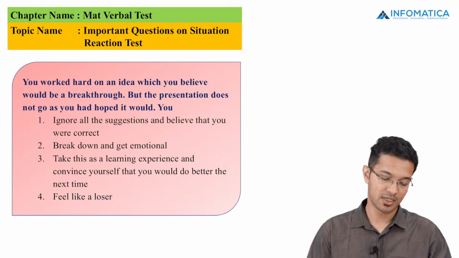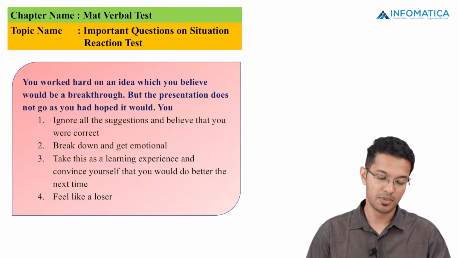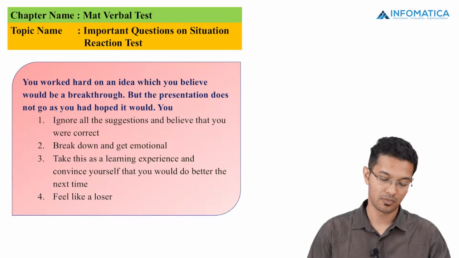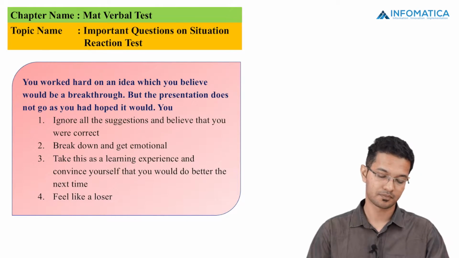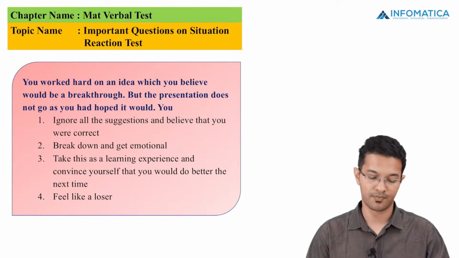The second MCQ says, you worked hard on an idea which you believe would be a breakthrough, but the presentation does not go as you had hoped it would. You would first ignore all the suggestions and believe that you were correct. Second, break down and get emotional. Third, take this as a learning experience and convince yourself that you would do better the next time. Or fourth is feel like a loser.